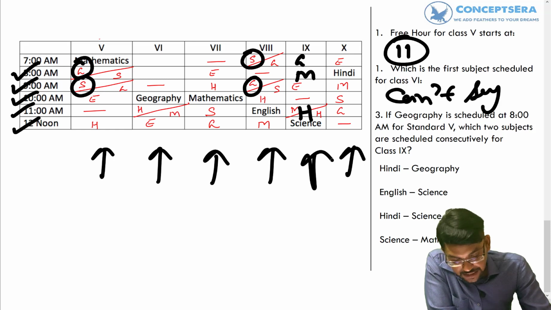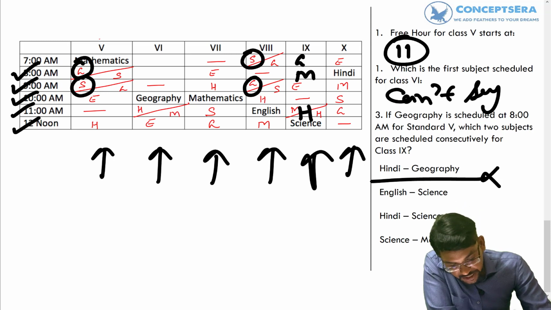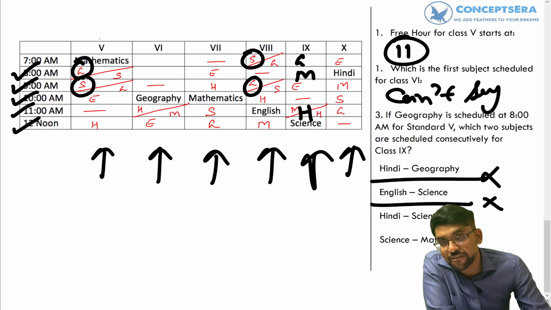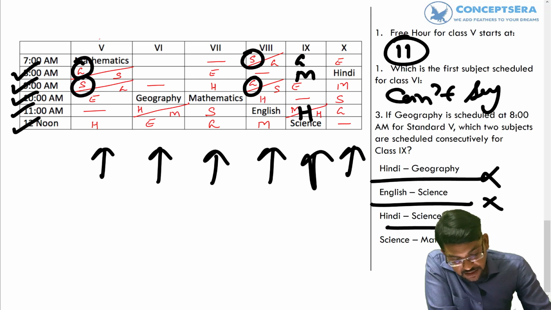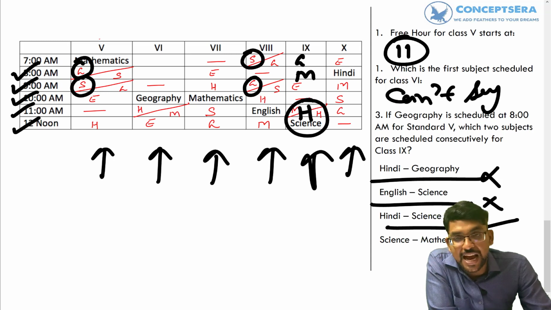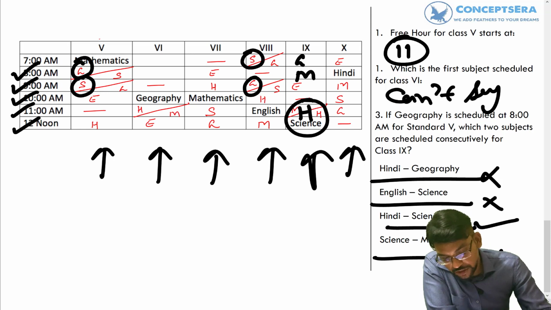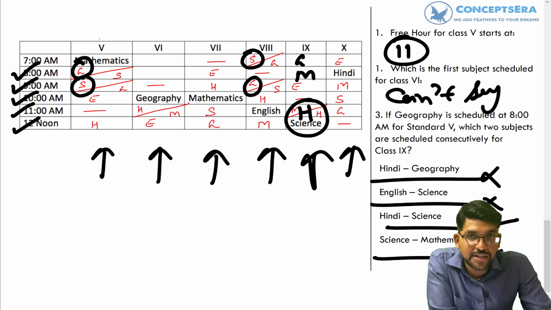So if you look at 9th class now, which subjects are happening consecutively? Hindi and geography, no, because Hindi and science are happening consecutively. Similarly, English and science, no, because after English we have a free slot. Hindi and science, yes, it is definitely happening consecutively, so that has to be our answer. And finally, science and mathematics, no, it is also not happening. Geography and mathematics are happening consecutively.